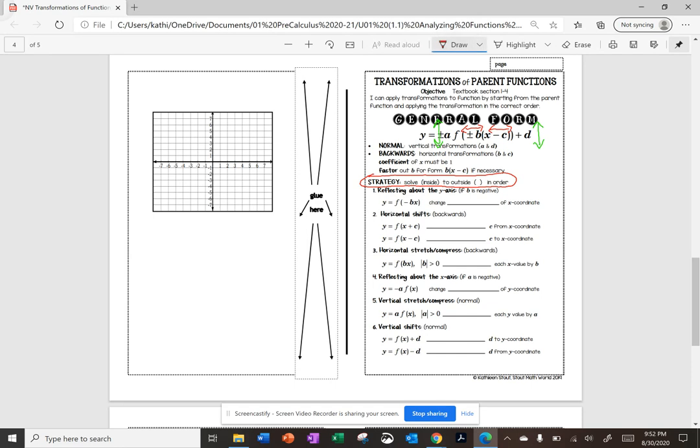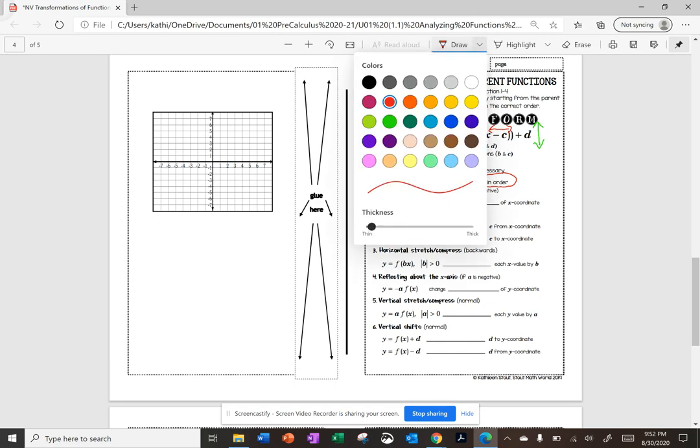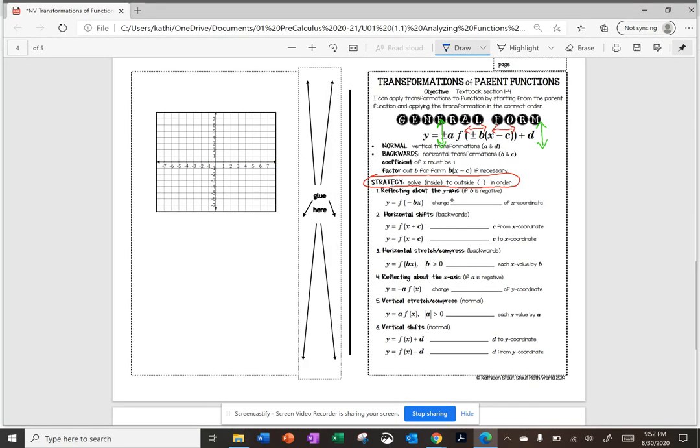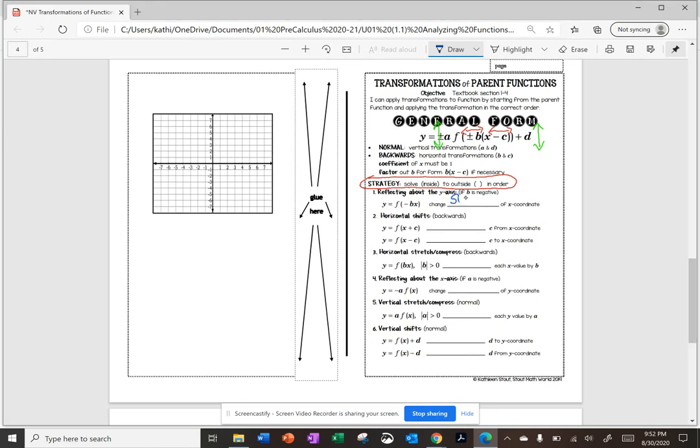What's going on? Well, here we go. So I'm going to change the sign. When I change the sign, next I am going to look at C.